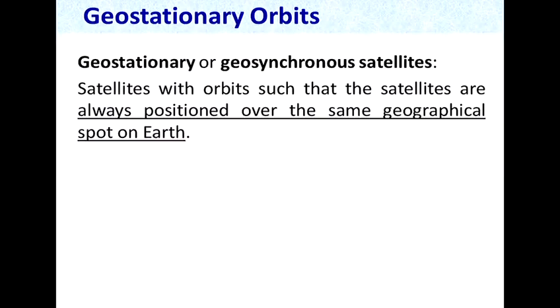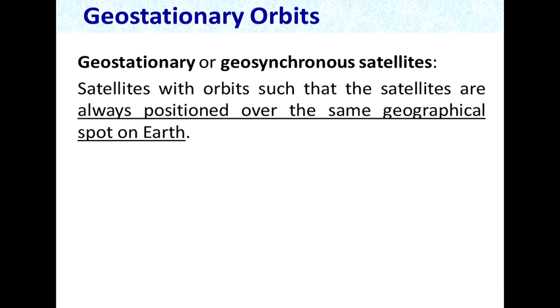So we are done with energies of bodies orbiting. Now we are going to talk about geostationary orbits. What is meant by a geostationary satellite or geosynchronous satellite? These are satellites with orbits such that the satellite is always positioned over the same geographical spot on Earth.